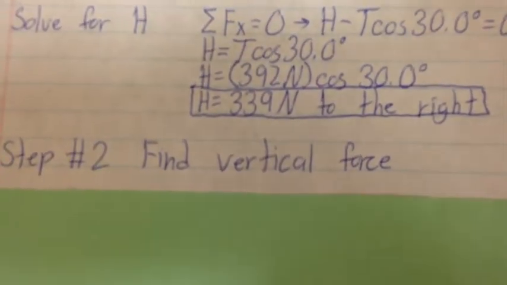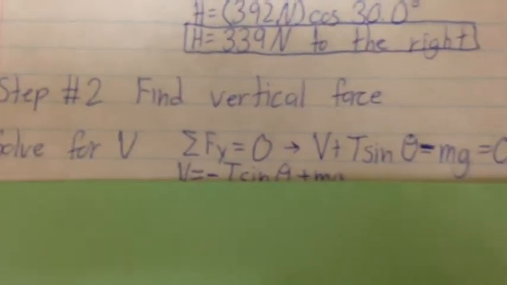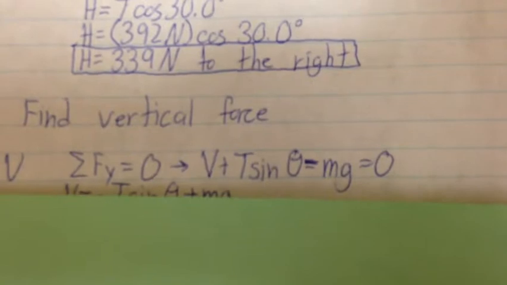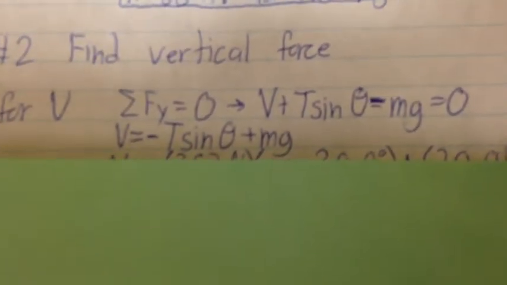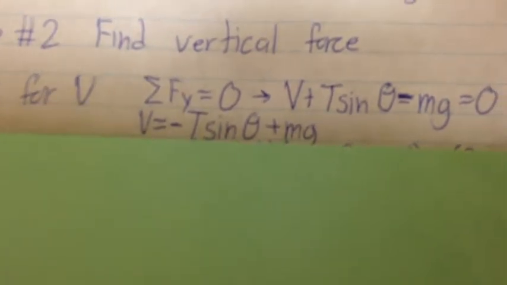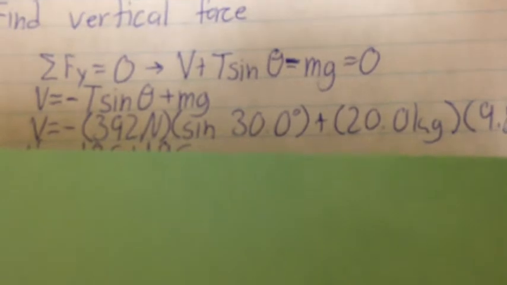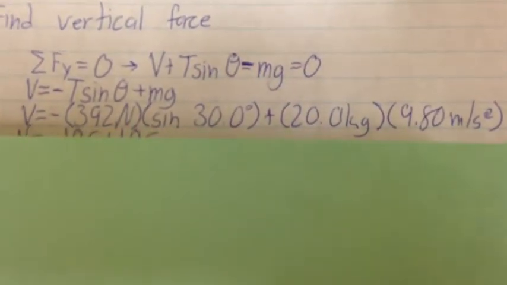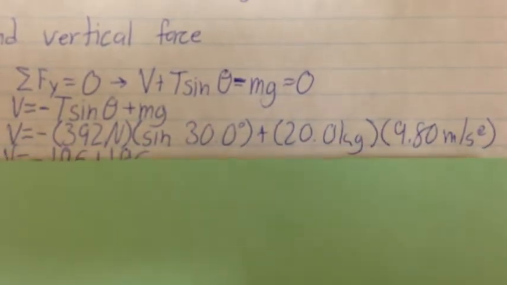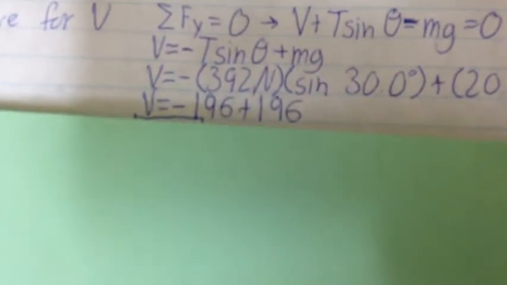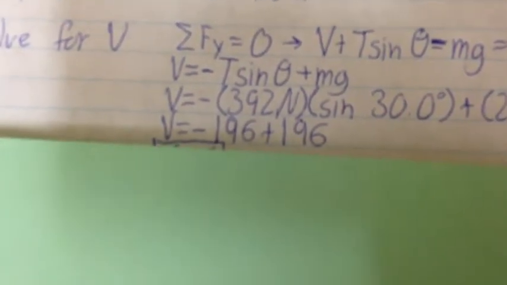Step 2 is to find the vertical force. Solving for V, again, the sum of forces in Y is equal to 0. Giving the equation vertical force plus tension times sine theta minus mass times gravity is equal to 0. Simplifying this equation gives you V is equal to negative tension times sine theta plus mass times gravity. Plugging in your values will give you V is equal to negative 392 newtons times sine 30 degrees plus 20.0 kilograms times 9.80 meters per second squared, giving you V is equal to negative 196 plus 196, which gives you V is equal to 0.